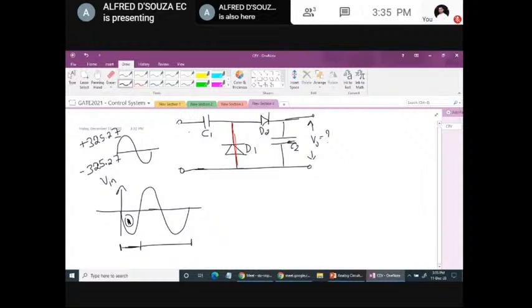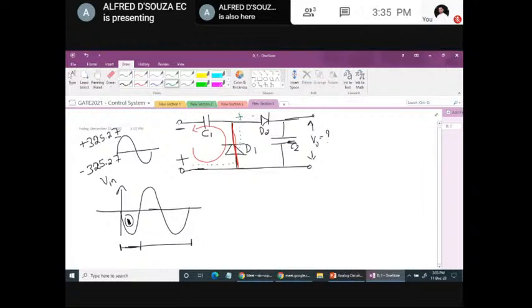This side is negative, this side is positive for the first negative half cycle. This diode D1 acts as a short circuit, and because of that, current will flow like this. Don't think that since this side is positive, diode D1 is forward biased, that positive will come here, and D2 is forward biased. That is incorrect.